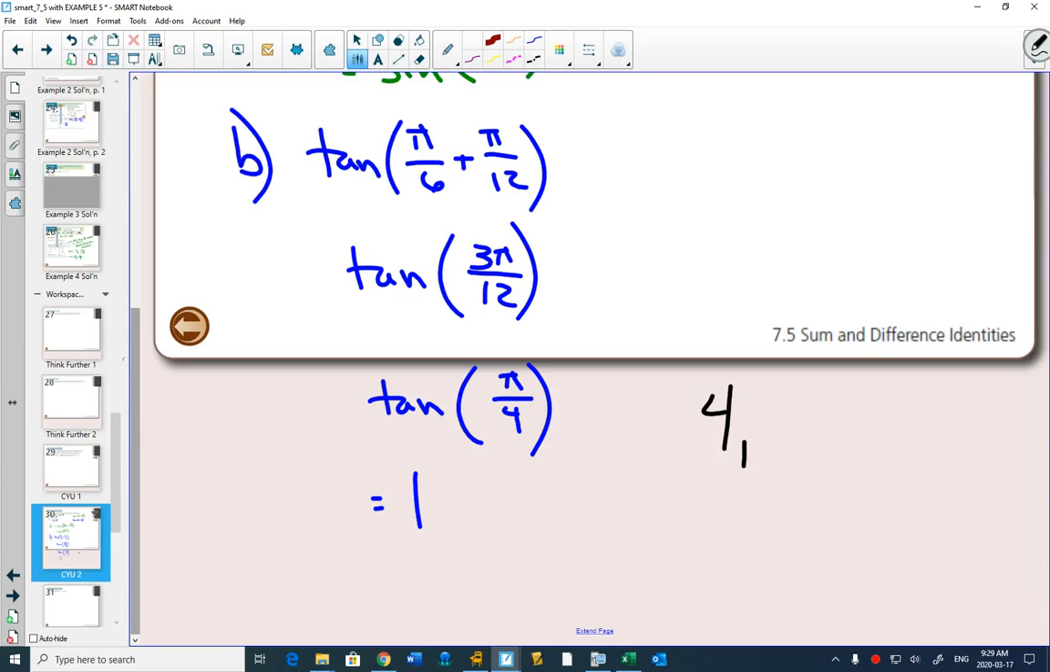So questions 4 and 5 to practice these formulas and practice recognizing them.